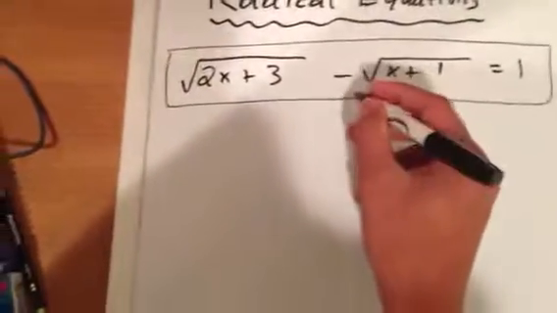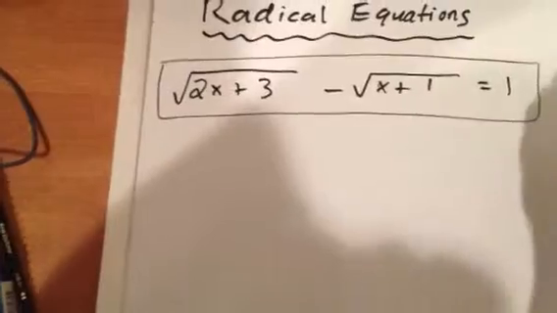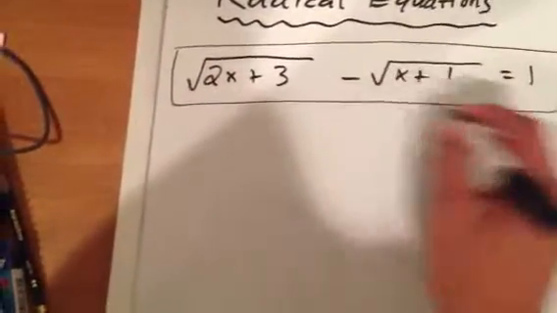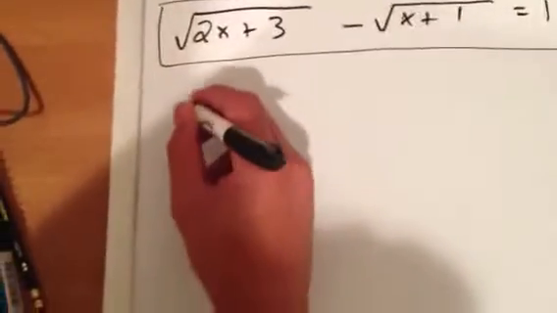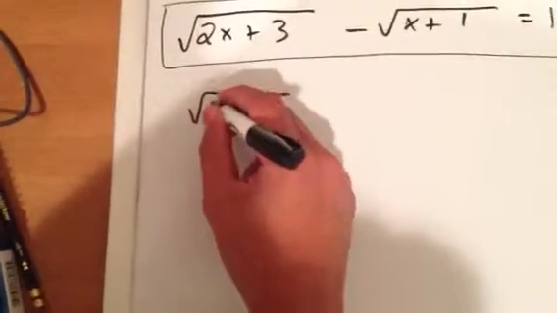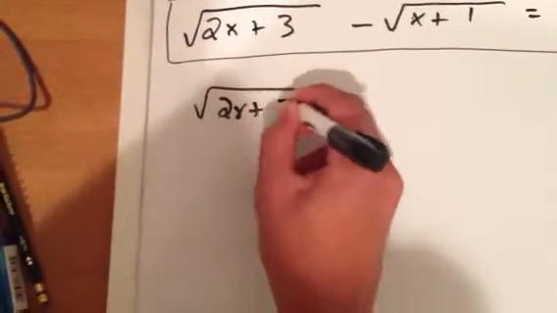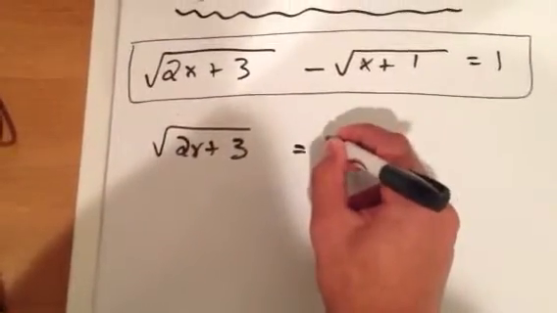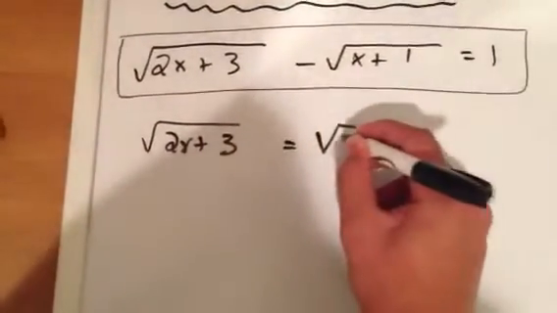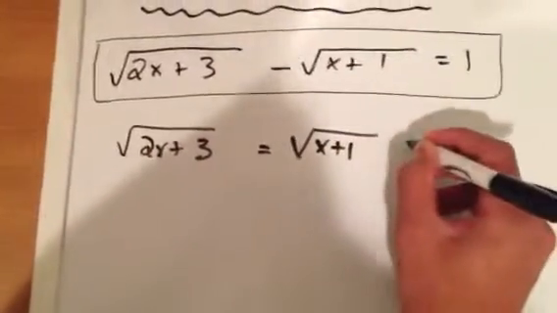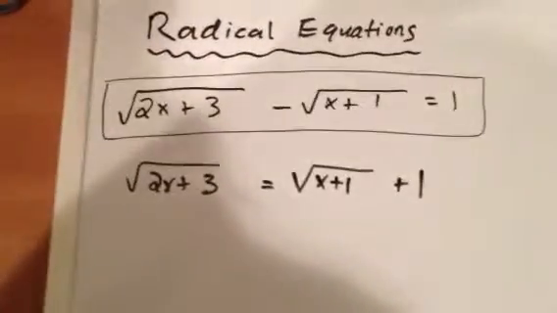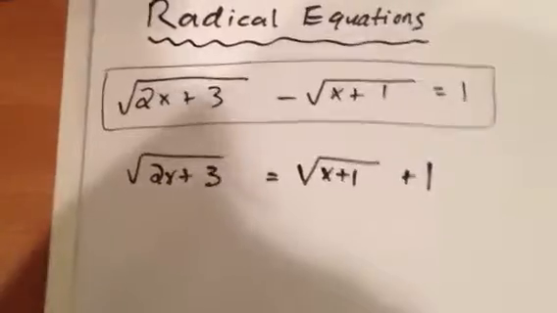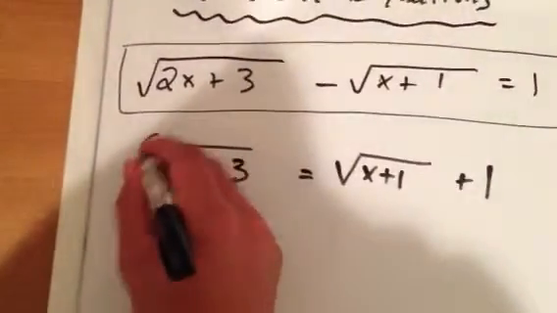So I'm going to move radical x plus 1 to this side. If it's a minus right here, I'm going to add it to this side. So I get 2x plus 3 equaling, and I would put the square root value first, square root of x plus 1, plus 1. Now, like I said, in order to get rid of that radical, we need to square both sides.